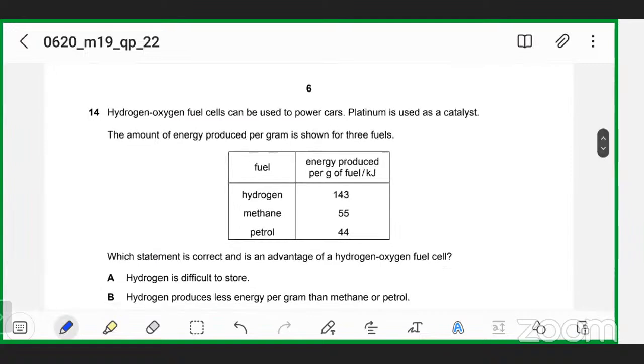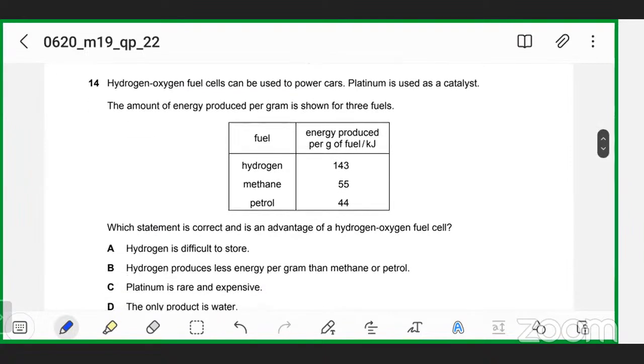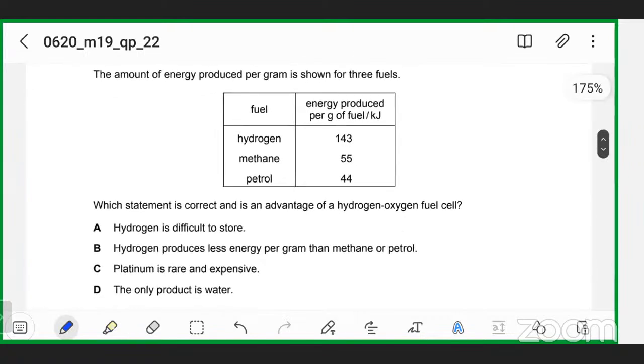That's the next one. You're given the amount of energy produced per gram is shown for 3 fuels. So per gram, right? Which statement is correct and is an advantage of hydrogen oxygen fuel cell? So advantage, right? So पहला तो advantage नहीं है. Hydrogen is difficult to store. So that's obviously it's not an advantage, right? Hydrogen produces less energy per gram than methane or petrol. वो तो ऊपर लिखा हुआ है कि it obviously produces more, right? More yield per gram. कौन सा? D.